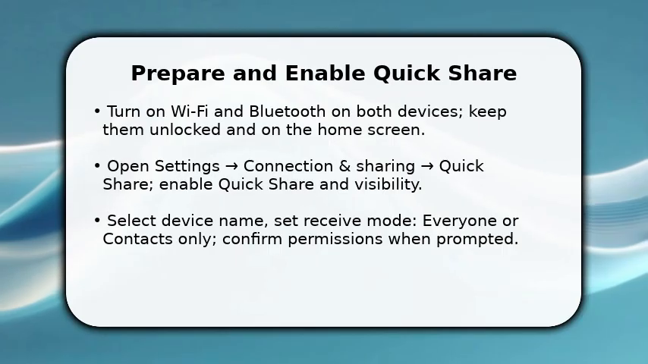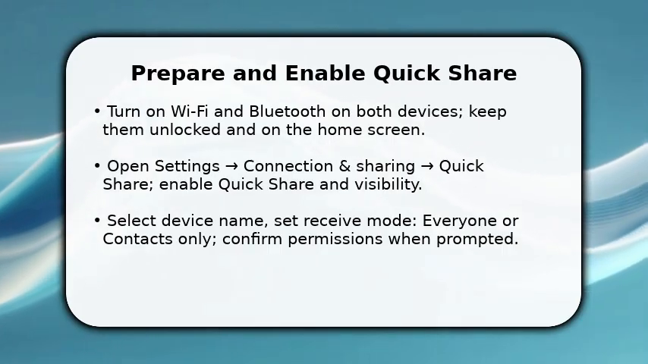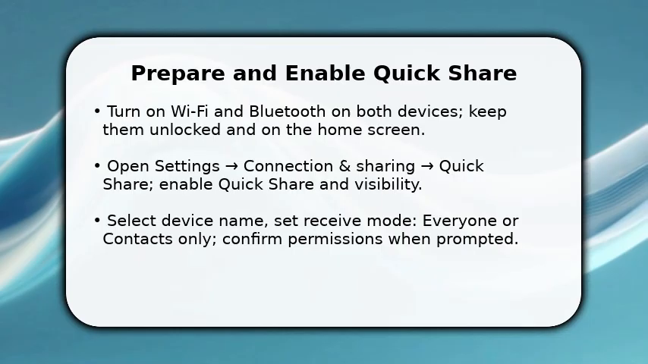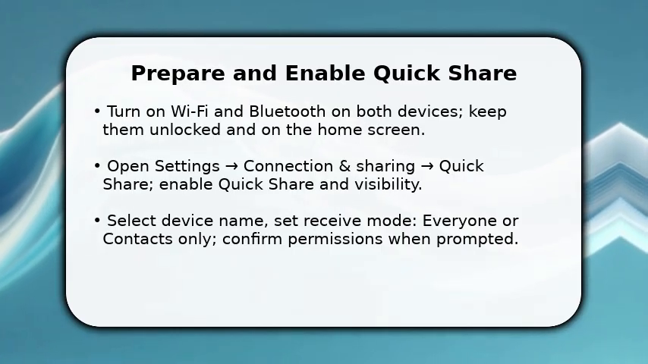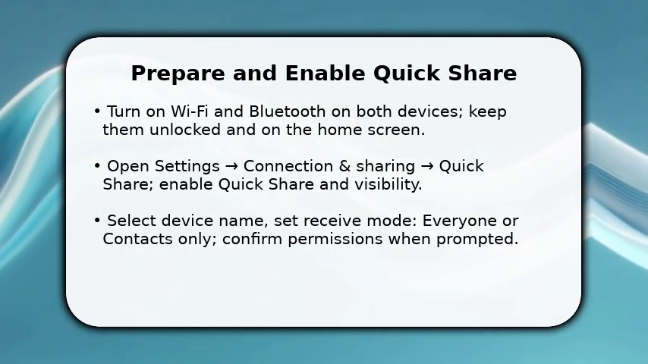You start by enabling the key radios and Quick Share itself so transfers can begin. Turn on Wi-Fi and Bluetooth, then unlock both phones. Make sure you're on the home screen so discovery works.